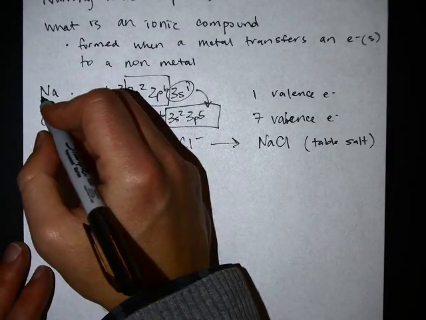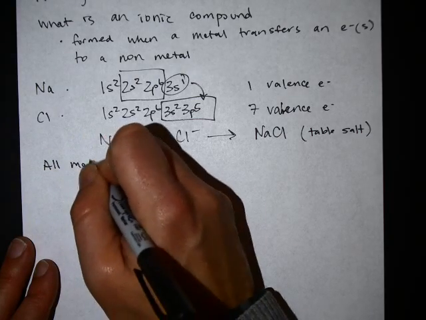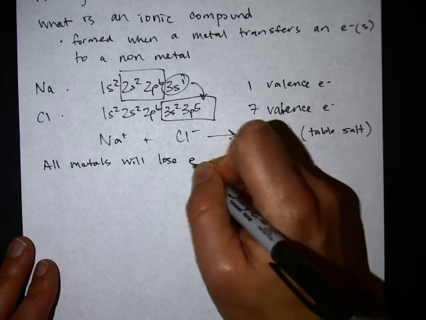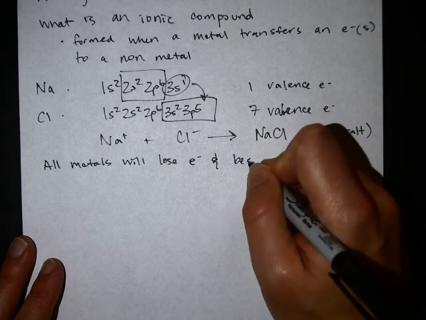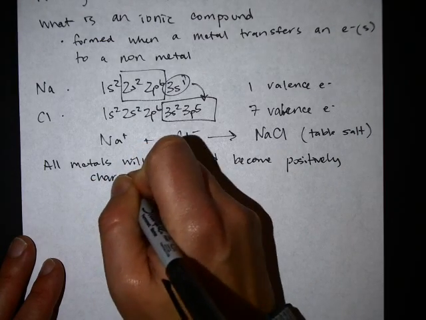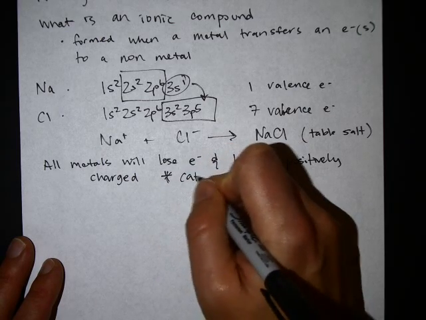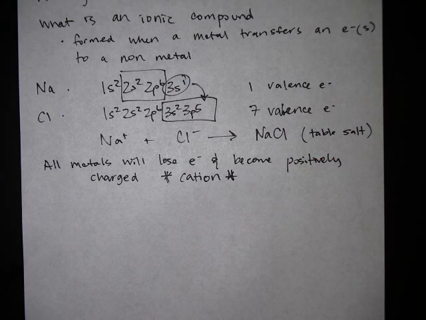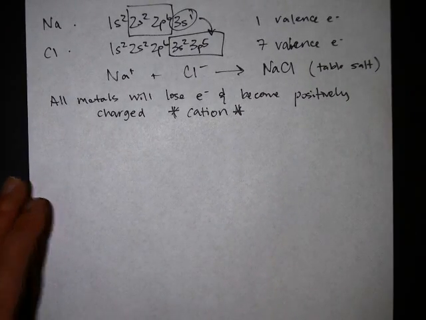Okay? Sodium and chlorine are just stand-ins for any metal or nonmetal. All the metals will lose electrons. And when that happens, they become positively charged. And when you're a positively charged particle, you're called a cation. So a positively charged particle is called a cation. It looks like cat-ion, but it's pronounced cation.